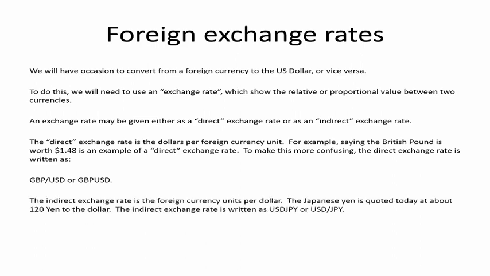The indirect exchange rate is the inverse of the direct exchange rate. It's foreign currency units per dollar. The Japanese yen is traditionally quoted in an indirect exchange rate, yen per dollar. And right now it's about 110 yen per dollar, I believe. The indirect exchange rate is written as USD JPY or USD slash JPY. And again, that's US dollars expressed in Japanese yen.